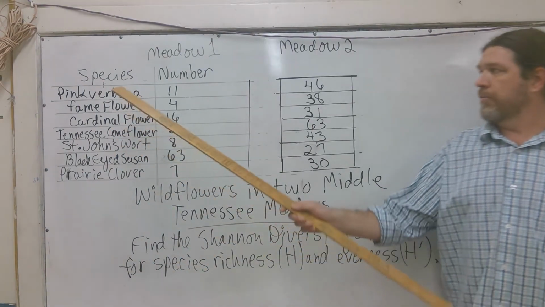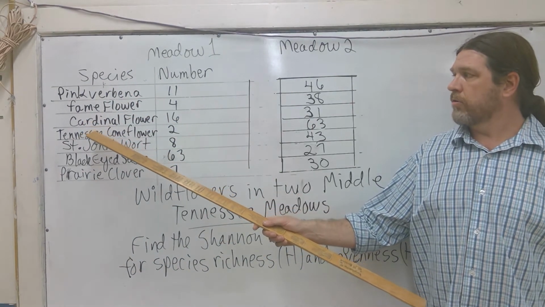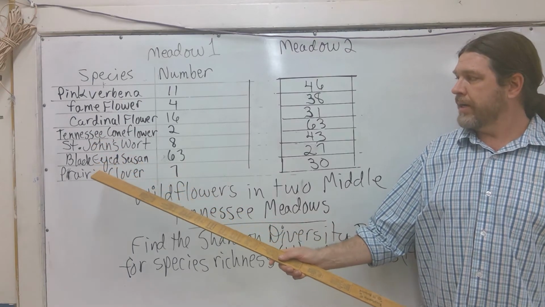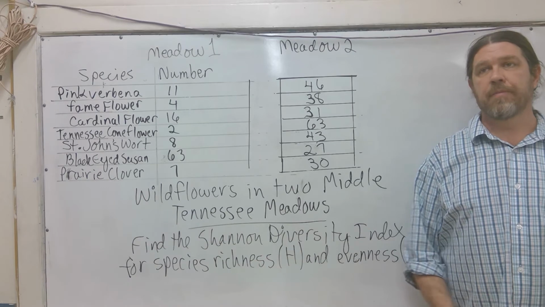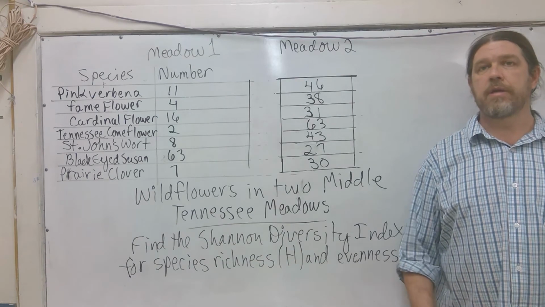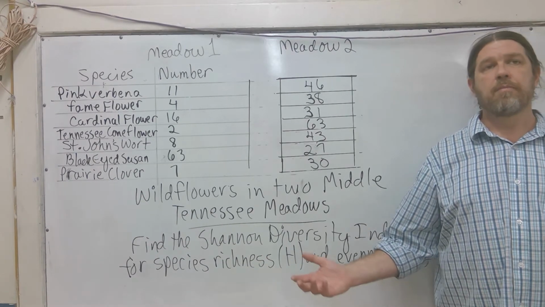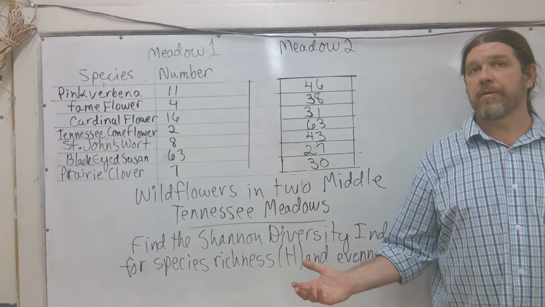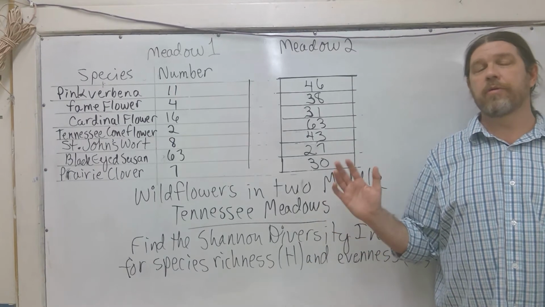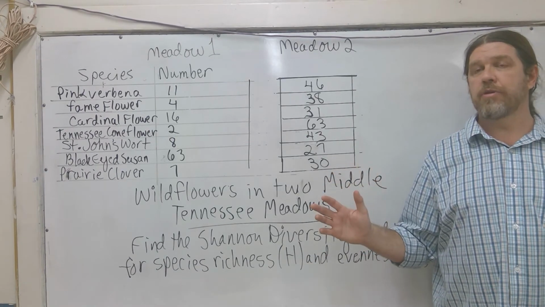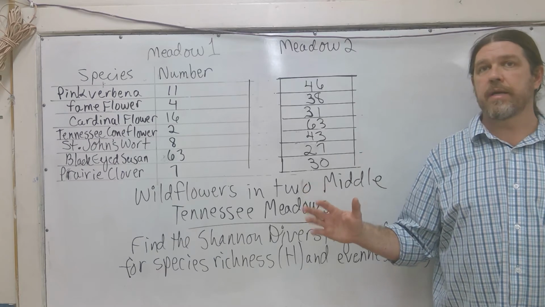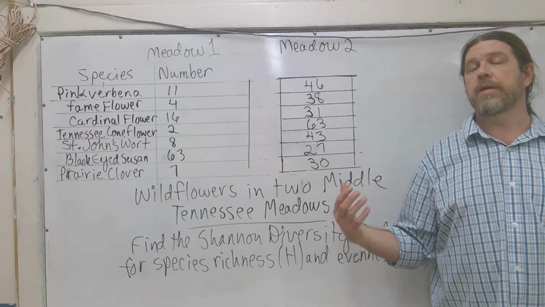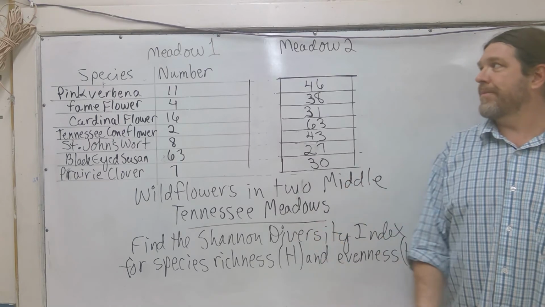here: pink verbena, fame flower, cardinal flower, Tennessee coneflower, St. John's wort, black-eyed Susan, and prairie clover. And these two plots of meadow areas were both measured at half an acre in size to make it a fair experiment. So let's imagine we are trying to make a fairly representative, controlled study of these two areas and getting an accurate picture so that we can compare them to each other in terms of habitat.